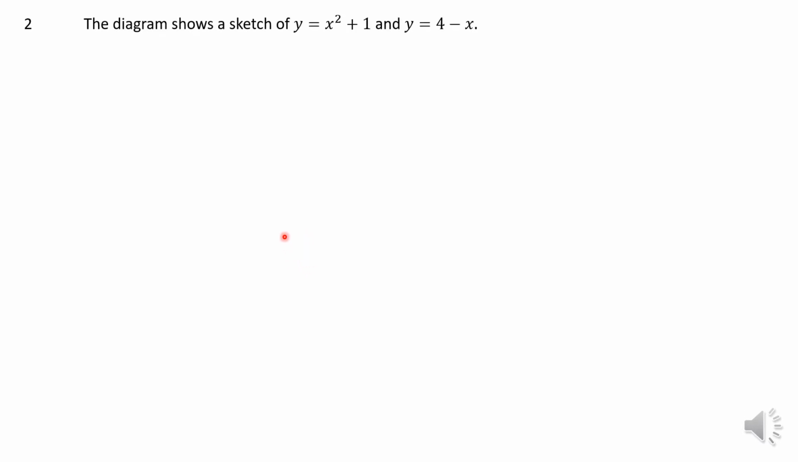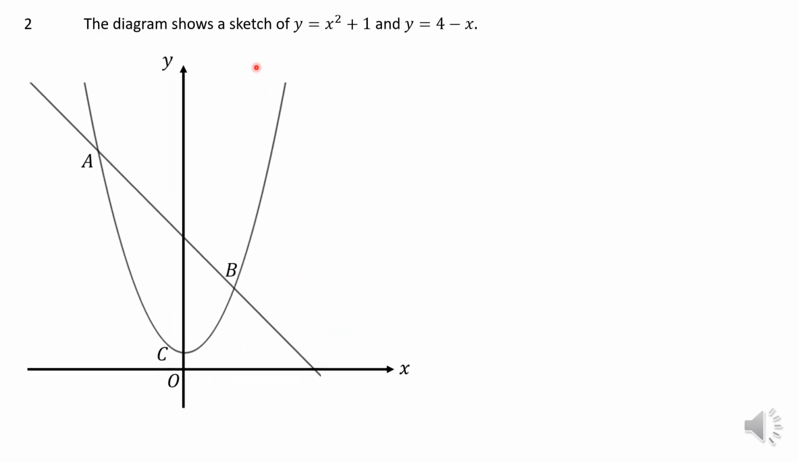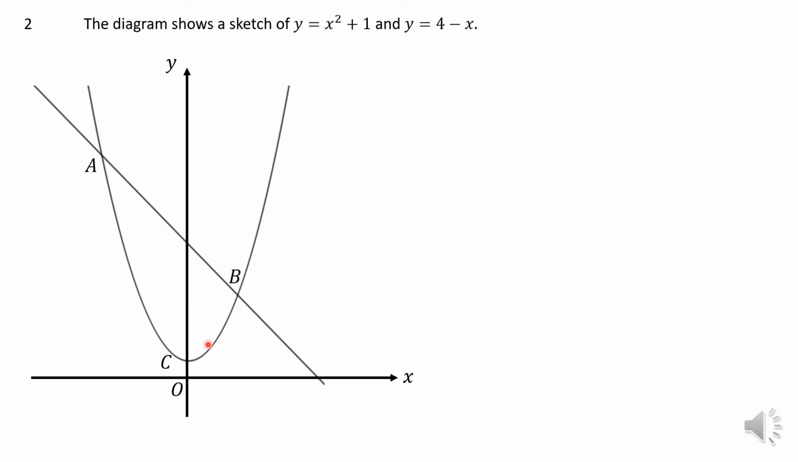Right, so we have a second question here, and they are saying this diagram shows a sketch of y equals x squared plus 1, and you can see this sketch does not cut the x-axis. It's essentially the graph of y equals x squared, translated upwards by 1 unit. So this is 1 here where it crosses the y-axis, and then we have a line here with a negative gradient. The line is y equals 4 minus x.